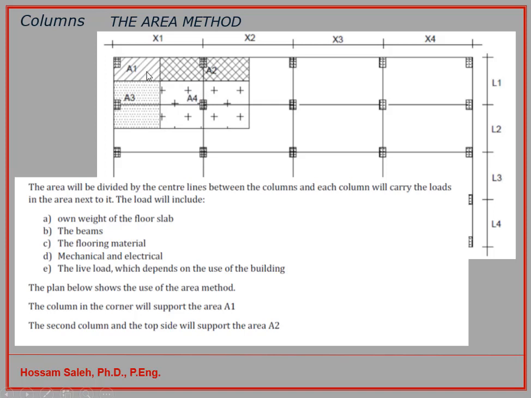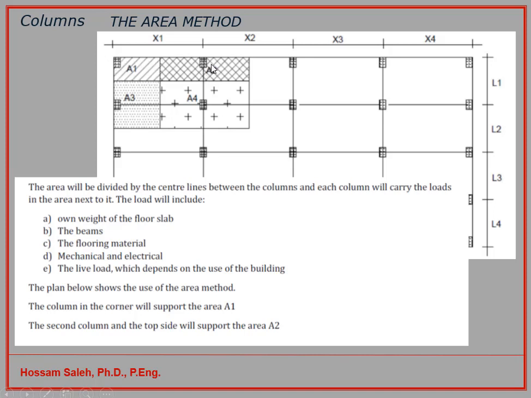Now, how do we determine this area? We look at the distance between the columns in this direction, and from half of the distance we can draw a line, and we say this width will be part of the area A1. Then we look at the other direction and we get a line in the middle of this distance, so we can say this part will be carried by area 1. So now we can create this rectangle.